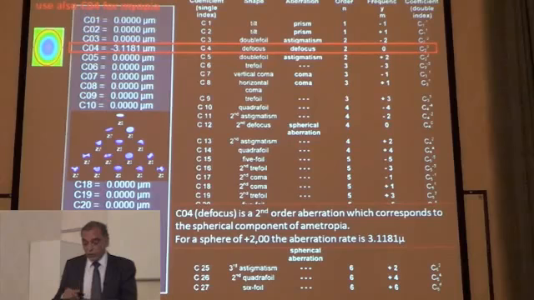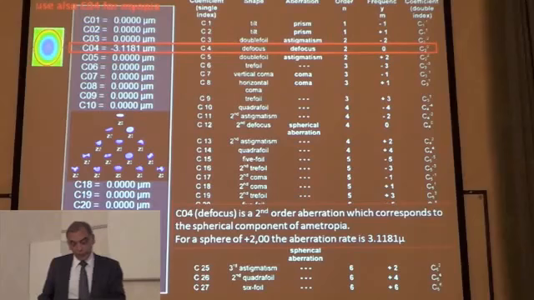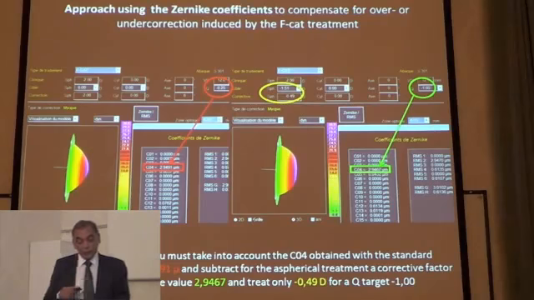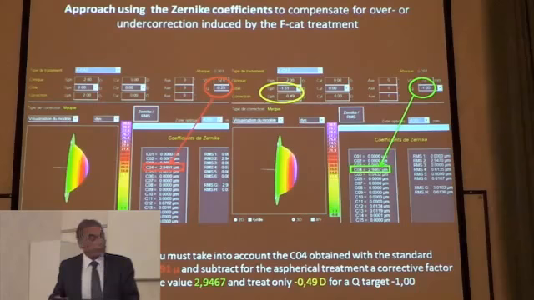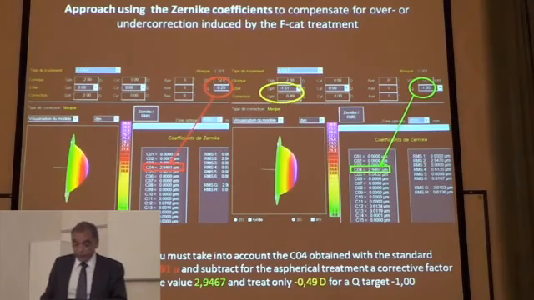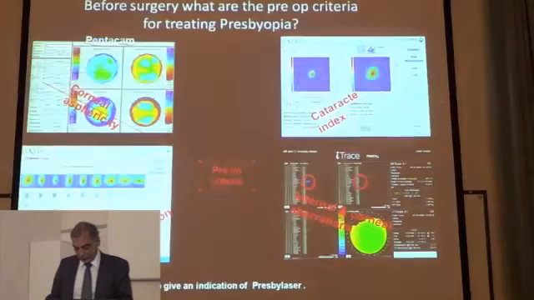Secant defocus is a second order aberration which corresponds to the spherical component of ametropia. And for a sphere of +2, the aberration rate is 312, for example, and we use the Zenit coefficient to compensate for over or under correction induced by the FCAT treatment. So you can treat with asphericity, you can treat the same value, and most of the time you have to subtract for the aspherical treatment a corrective factor to get the same value. So we use the FCAT for myopic treatment.